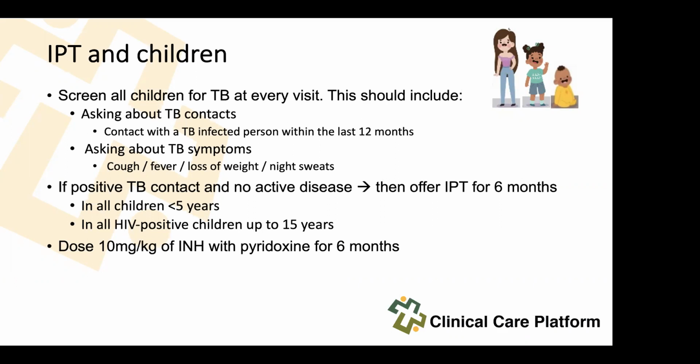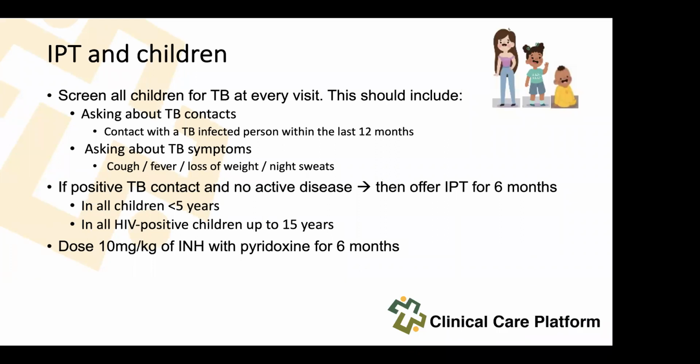The first entry point for you to consider isoniazid preventative treatment in children is that there must be an adult contact, an adult who has TB living with the child. If there is no contact, there is no IPT for children less than 15 years. So that is where it starts. If there is a contact, an adult who has TB living with the child, that's when you start to consider IPT.